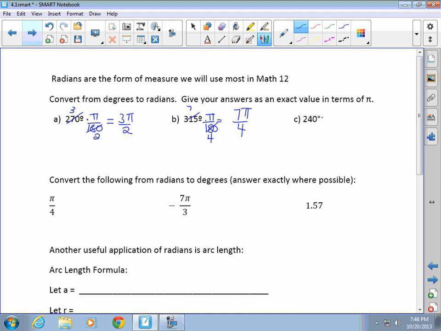240 degrees into radians, multiply by pi over 180, 60 divides evenly into each of these, so that's 4 over 3, so this is 4 pi over 3.